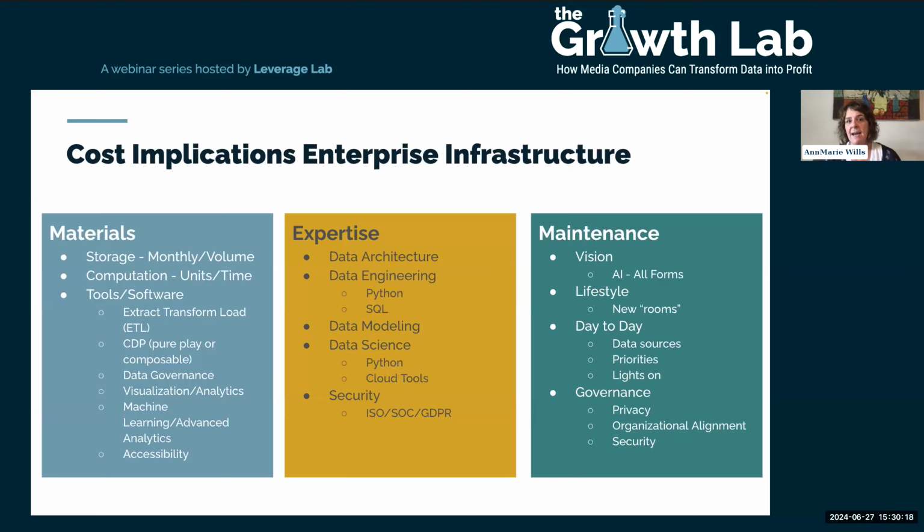All of this starts to add up, and all of it's really required to make the most out of your data. Expertise: who's doing the architecture, the engineering, what kind of skills do they need? Do they need to know Python, SQL? All of these elements are the expertise that's really required in order to maintain data infrastructure at a high level. And then lastly, it's the maintenance.